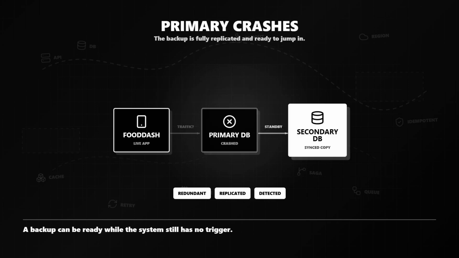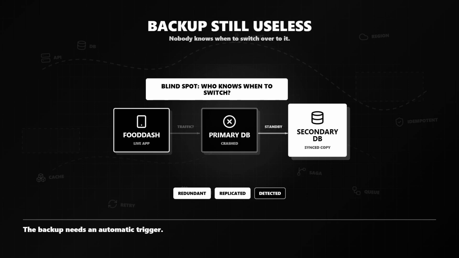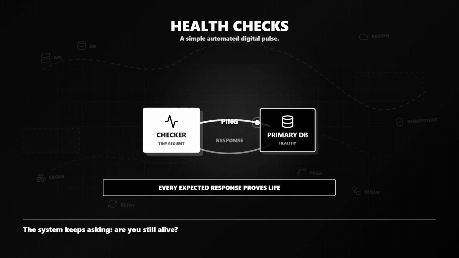Imagine the primary database suddenly crashes. Sure, the backup database is sitting right there. It's fully replicated, totally synchronized, and completely ready to jump in. But here's the massive, million-dollar question. With thousands of hungry customers waiting for their food, how does the system actually know the primary failed? That shiny new backup is literally useless if nobody knows when to switch over to it. And that brings us to our first core concept, health checks.